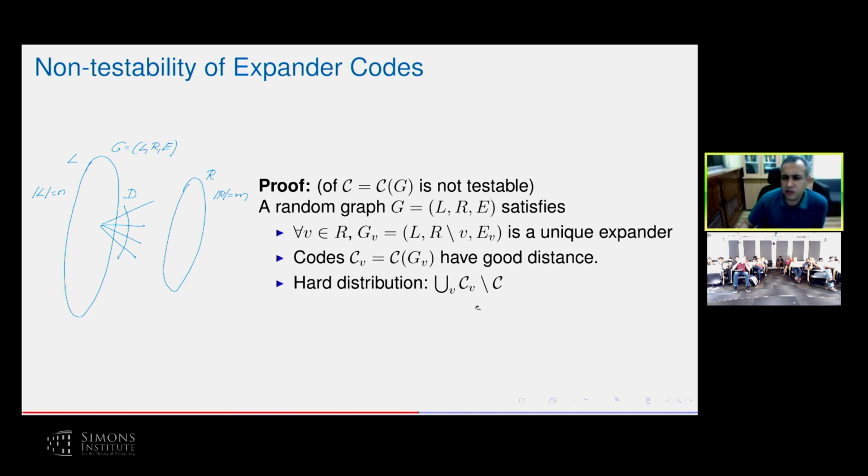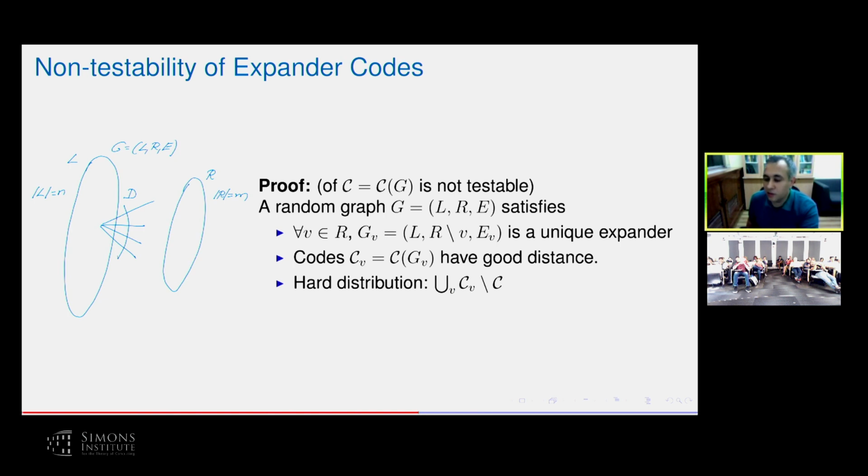So what does the proof do? As I mentioned here, a random graph G has the property that for every constraint on the right, if you look at this new graph GV, which has the same left-hand side and right-hand side, you just knock off this one particular constraint, and EV is just all the other edges which are not adjacent to V, this will also be a unique expander with very high probability. Therefore, if you look at the new code, the code corresponding to this graph, CV, this will also have very good distance.